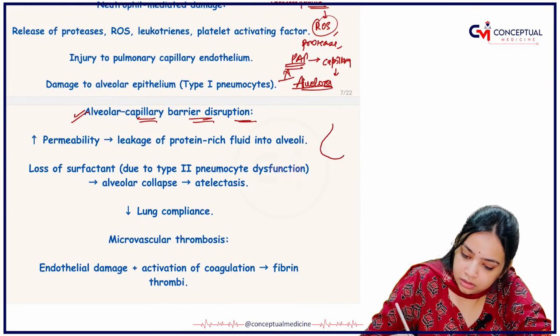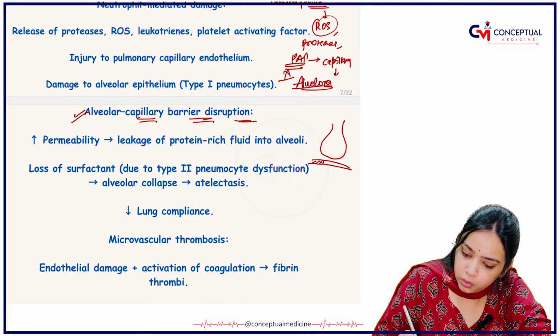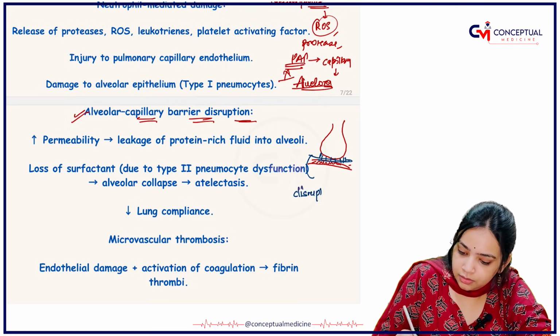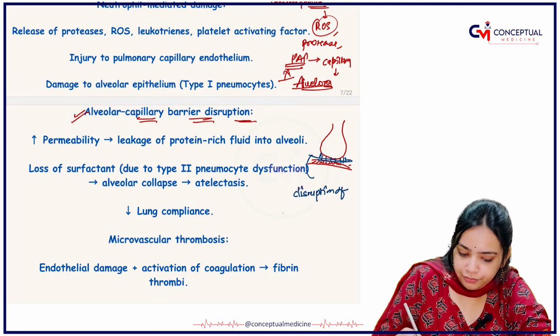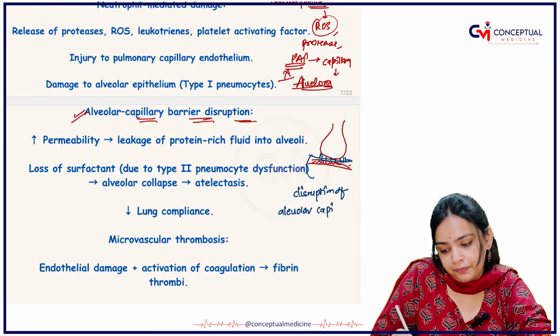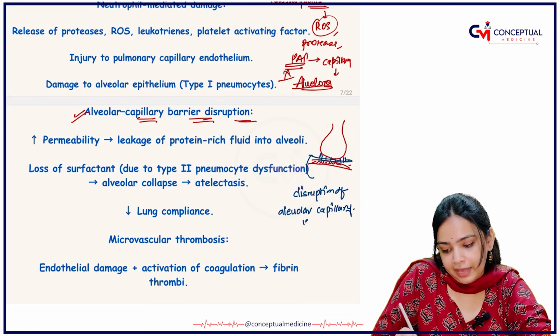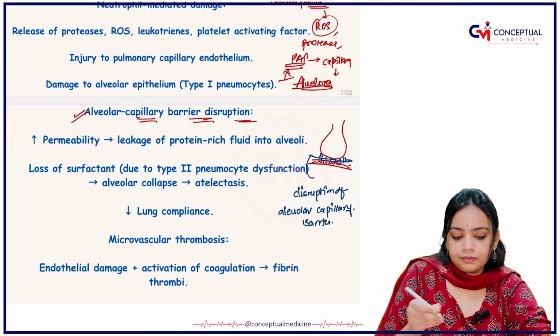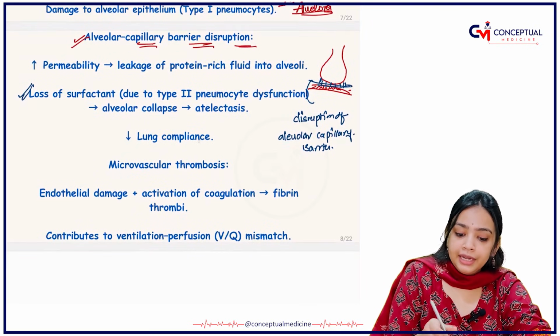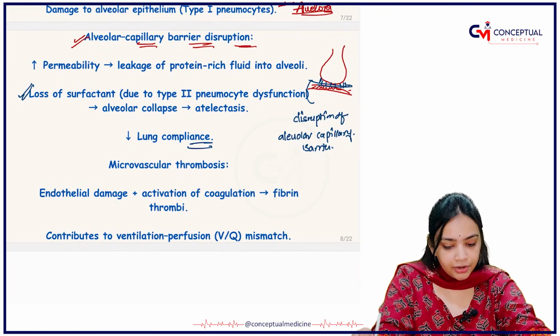Like these are your alveoli. Here are your capillaries, cute little capillaries that you have. What happens is there is a disruption of the alveolar capillary barrier. As a result of which, what happens? There will be a loss of surfactant and the lung compliance will decrease.